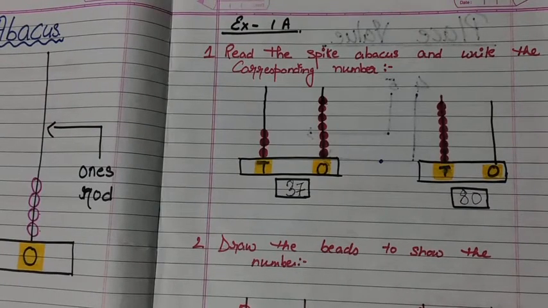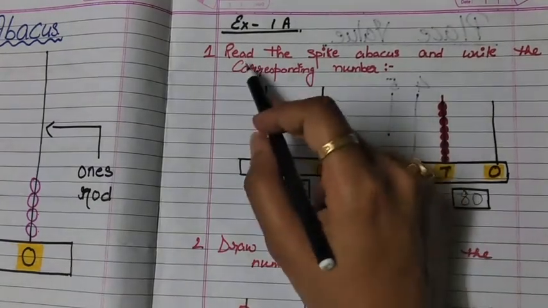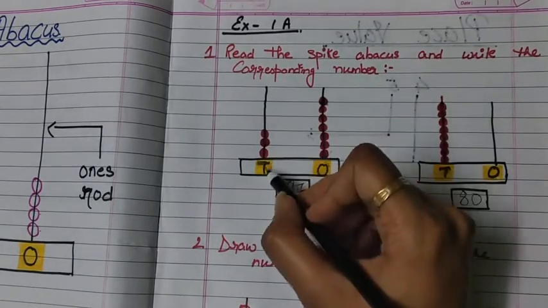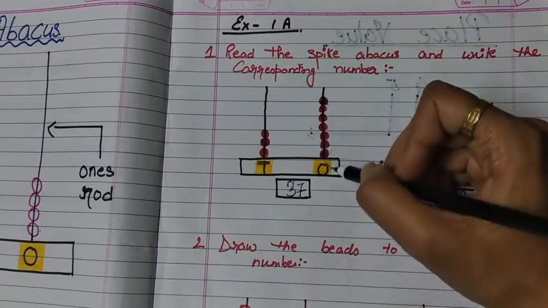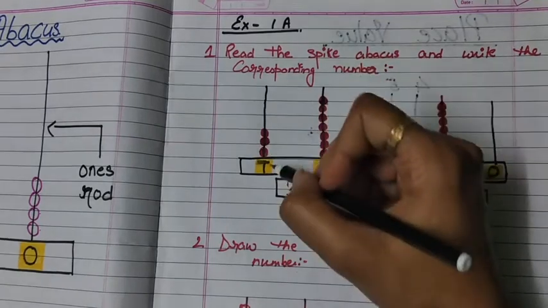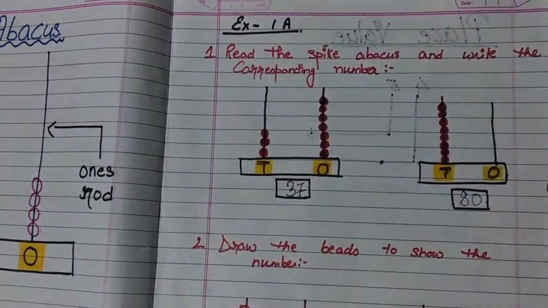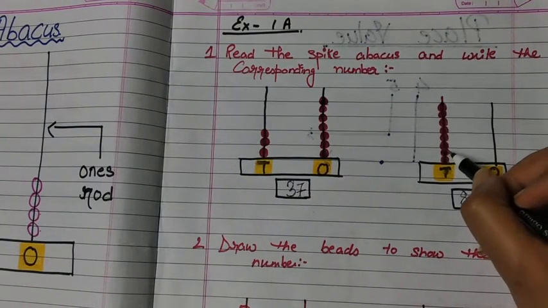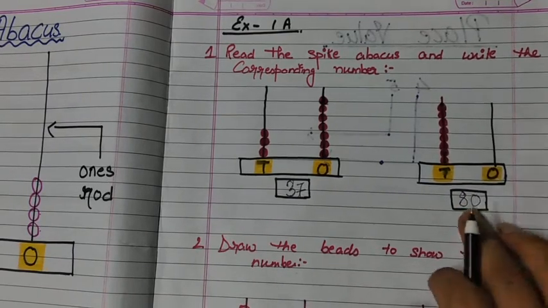Now let's start solving the sums. Exercise 1A: read the spike abacus and write the corresponding number. Ones and tens. How many beads are there in the ones rod? 1, 2, 3, 4, 5, 6, 7. So 7. Tens rod: 1, 2, 3. So 37. Here no beads are there in the ones rod, so 0. Tens rod: 1, 2, 3, 4, 5, 6, 7, 8. So 8.